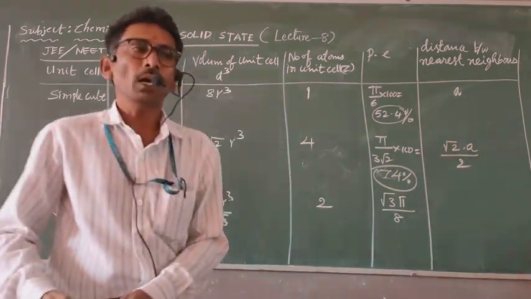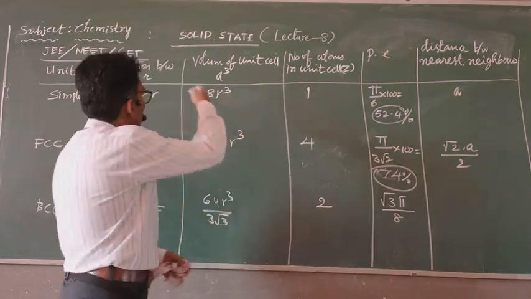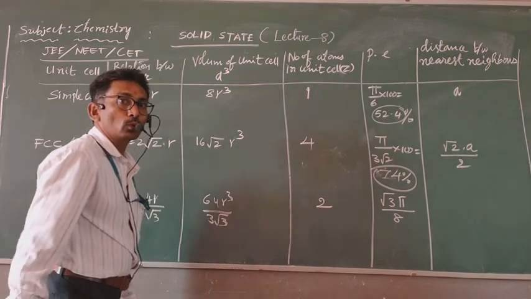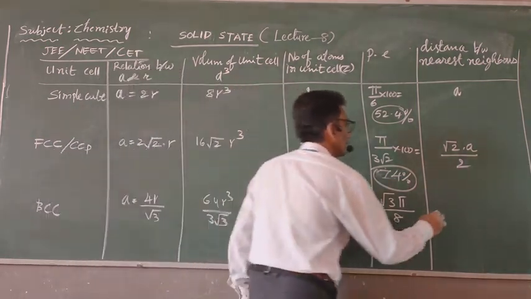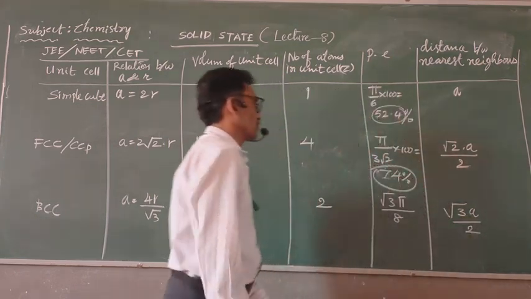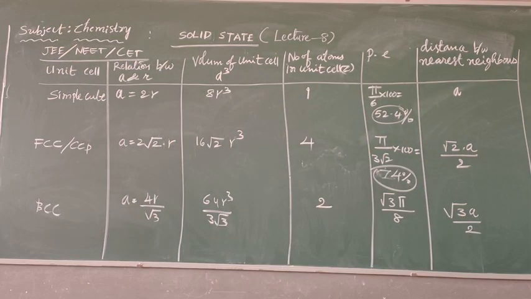Nearest neighbors. How is the nearest neighbor? The body diagonal is 4r, which is equal to root 3 a. The nearest neighbor distance is exactly half, root 3 a by 2. That is sufficient, dear students. Good luck.